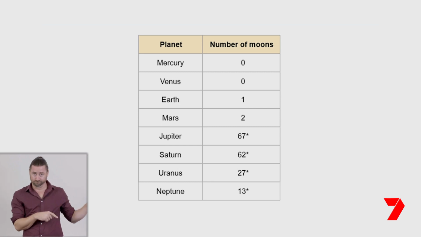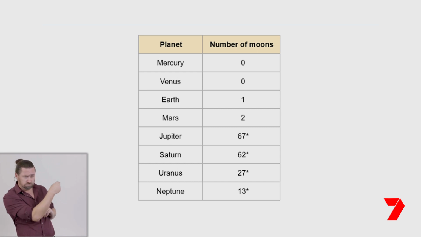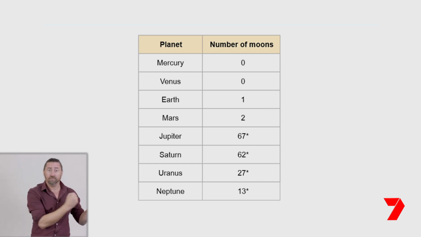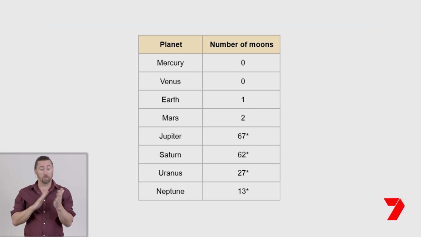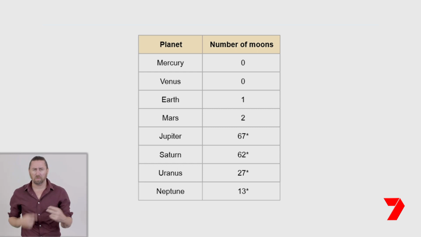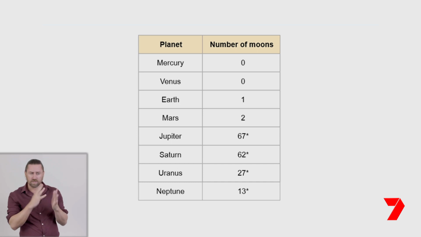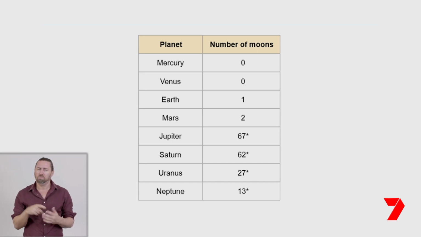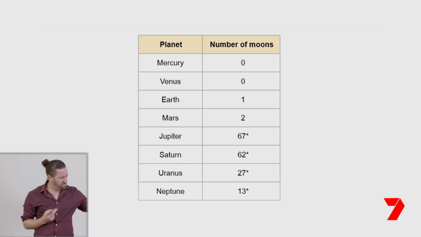The second column of the table shows how many moons each planet has orbiting it. Earth has 1 moon, Mars has 2. We can see from the data there are 2 planets, Mercury and Venus, that don't have any moons. Maybe you could think of a reason about why those 2 planets are the only ones with no moons.